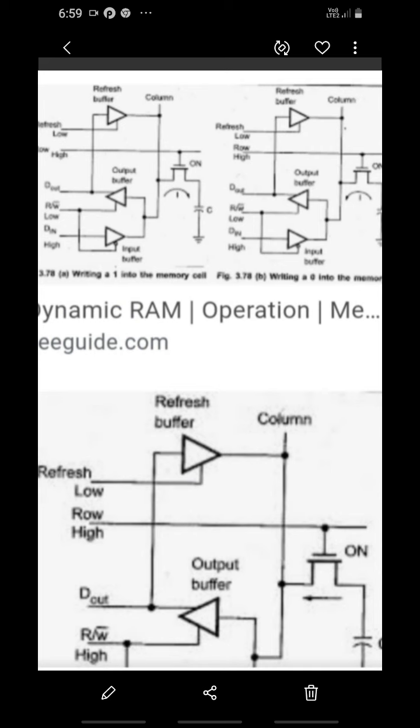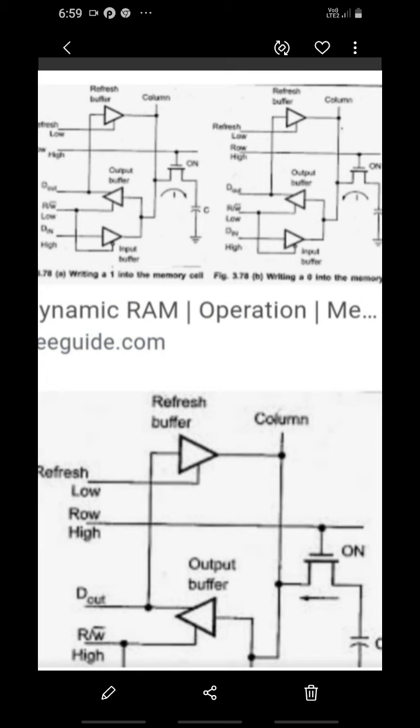To write a 1 into the cell, the input line is high and the transistor is turned on by a high on the row line. This allows the capacitor to charge to a positive voltage.